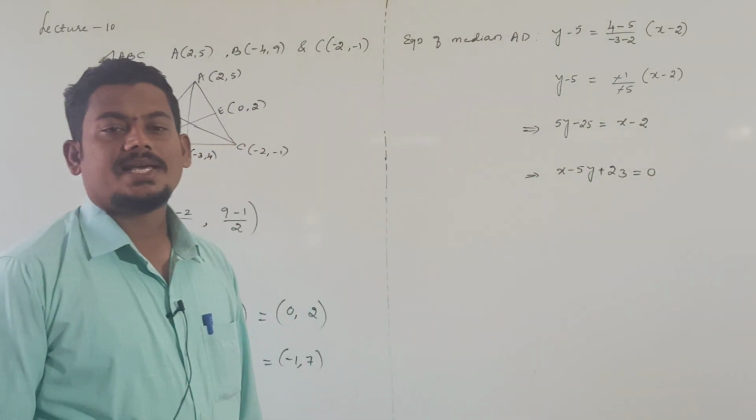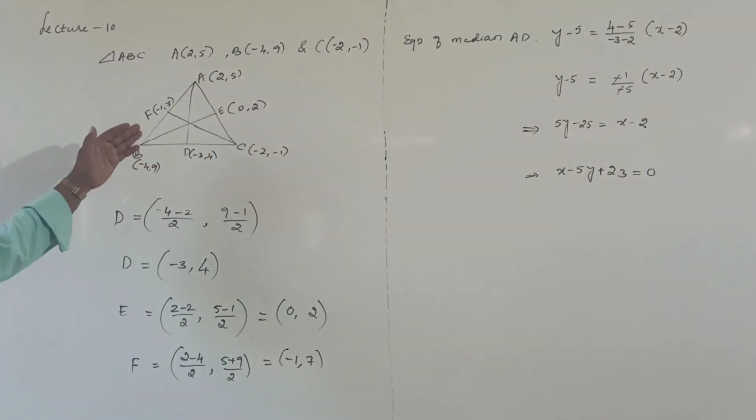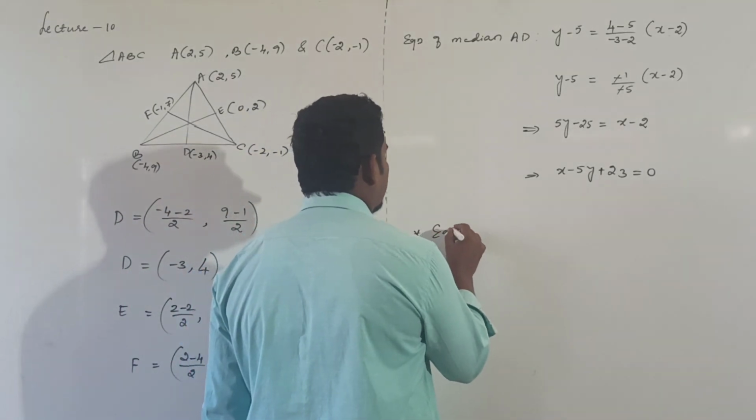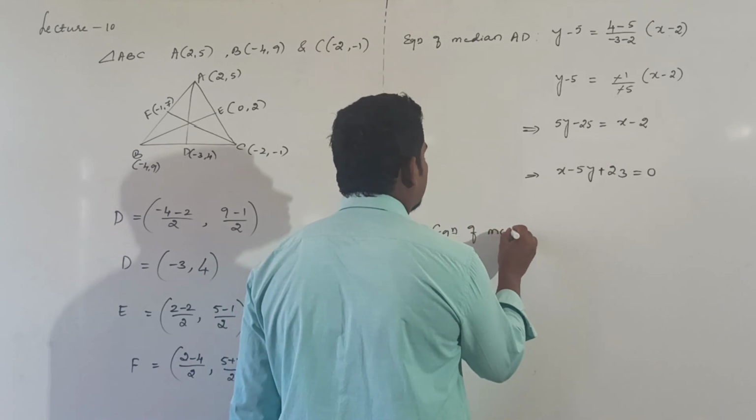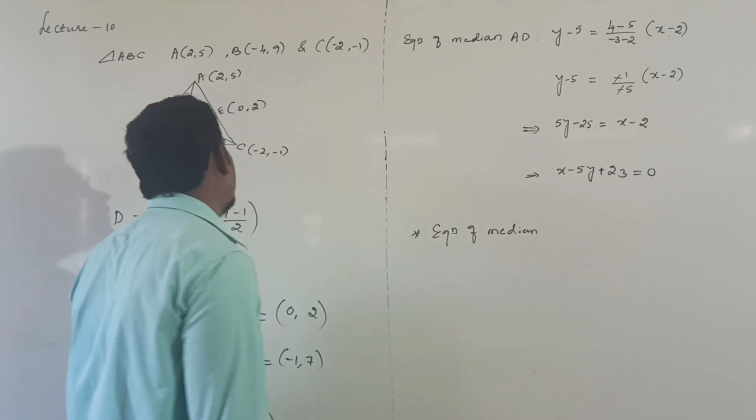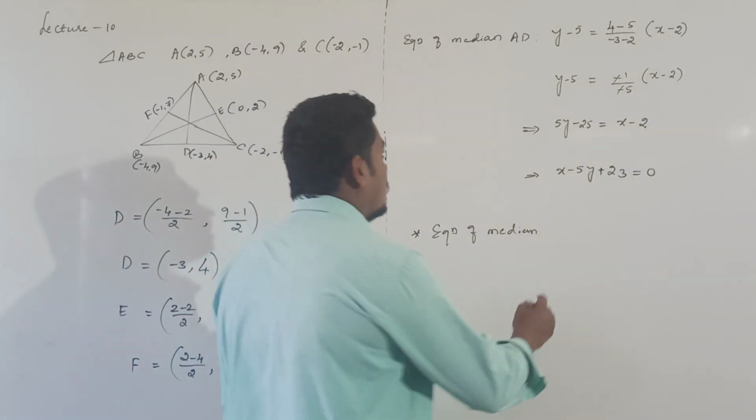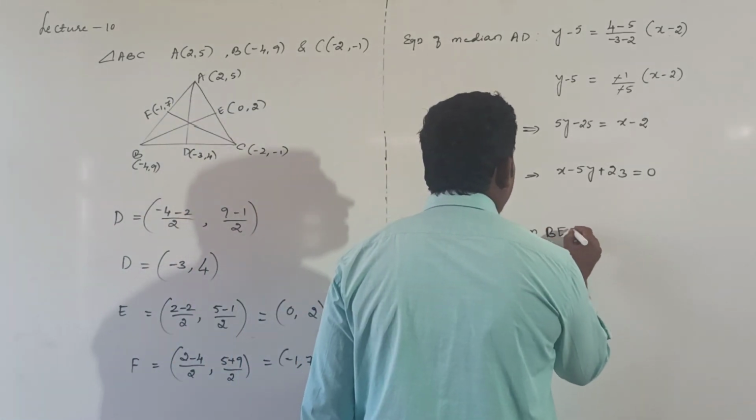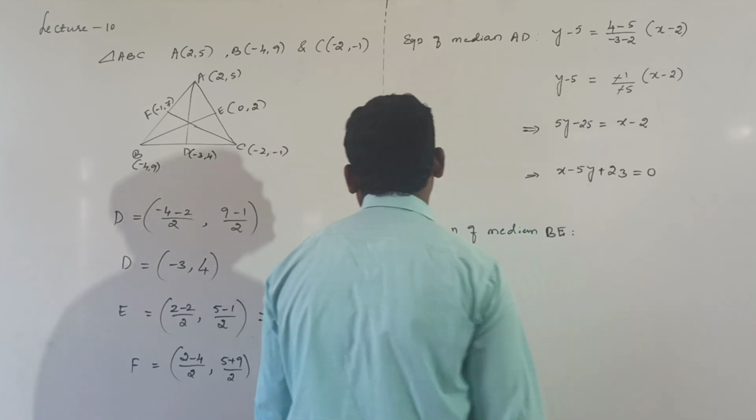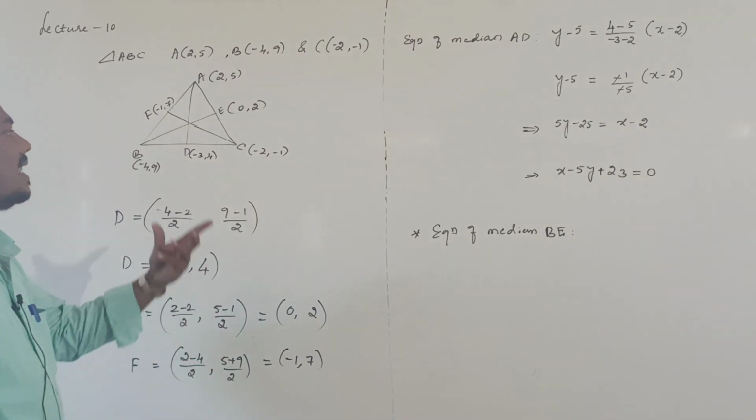Equation of median AD. Similarly, the second one, equation of median BE. Median BE is equal to, that's equal to median BE.